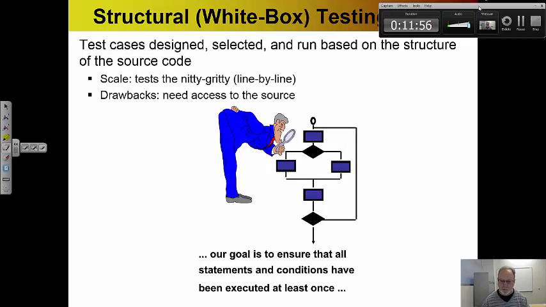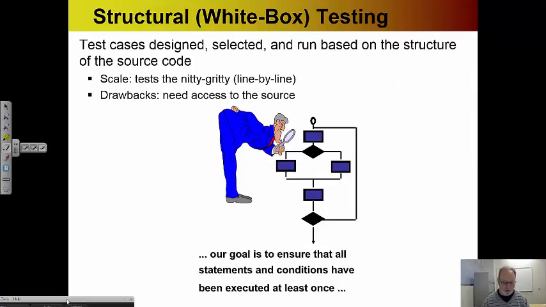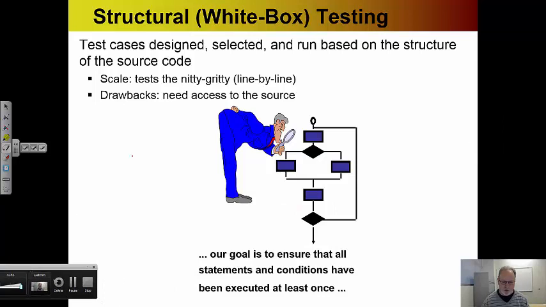Okay, so we talked about black box testing. Let's talk a bit about white box testing. All right. In white box testing, test cases are designed, selected, and run based on the structure of the source code. In other words, this does the nitty gritty. This goes through line by line. All right. So you need access to the source code. This is about source code instruction by instruction level testing.